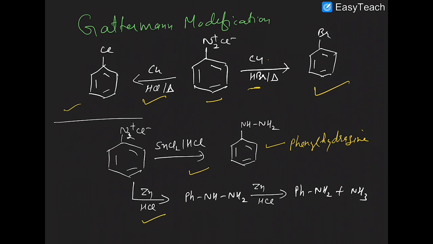When it reacts with zinc in HCl, it first gives you phenyl hydrazine, which on further reaction with zinc in HCl will provide you aniline and ammonia. Aniline and ammonia, that you have to memorize. Okay, that is very, very important.